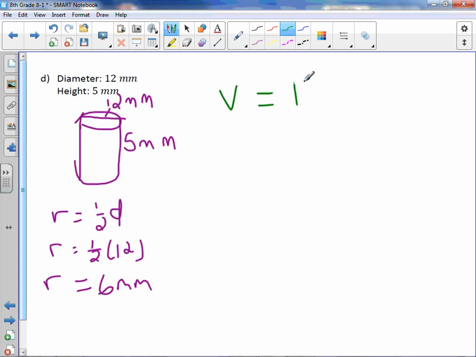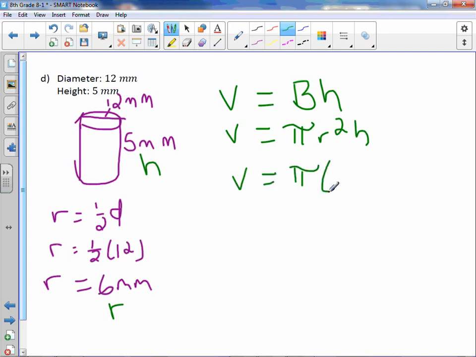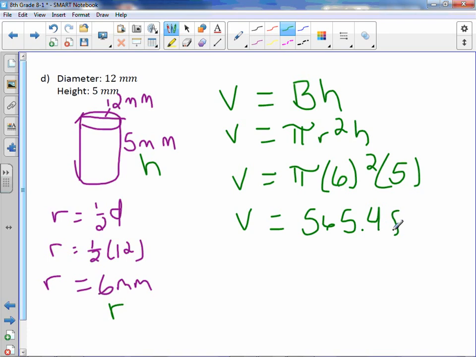So volume equals capital BH. Volume equals pi r squared h. This is our radius. This is our height. Volume equals pi times 6 squared times 5. Put it in your calculator, and we get 565.486, which is 565.5 millimeters cubed.